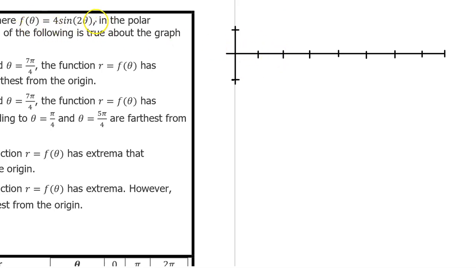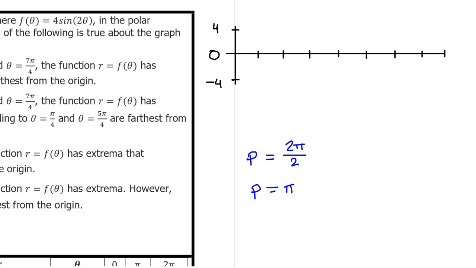There is no vertical shift, so the midline will be at 0. This will represent the origin, also known as the pole. The a value of 4 tells us the amplitude, up 4 and down 4, from the midline. This b value indirectly tells us the period. For the sine function, the period is always given by 2 pi divided by the b value, so 2 pi divided by 2. In this case, that means that the period is equal to pi.